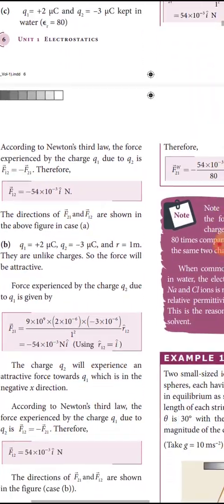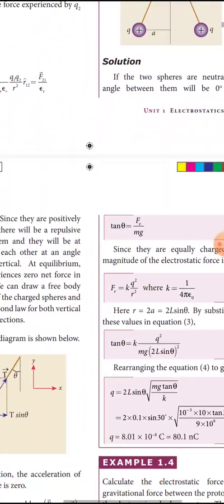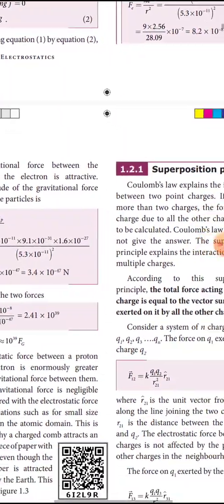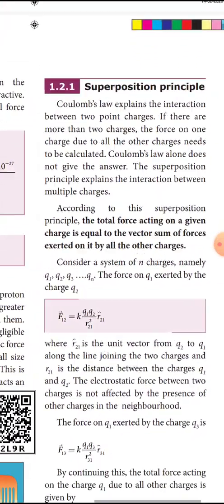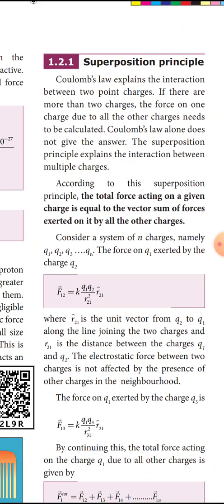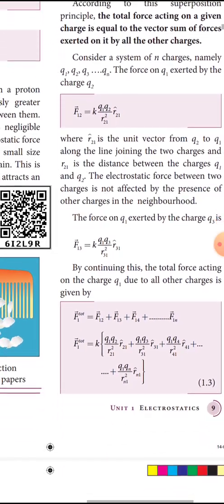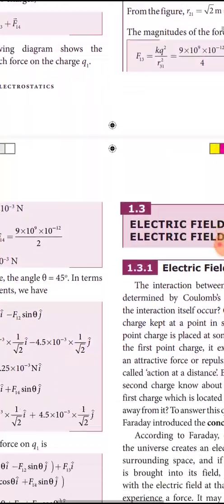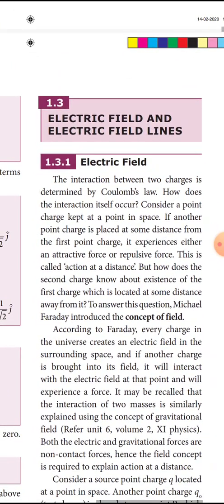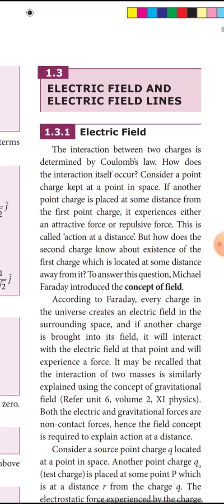Next we are going to see some example problems. Then the superposition principle, which is in bold letters. The total force acting on a given charge is equal to the vector sum of the forces exerted on it by all the other charges. That is the superposition principle. And next we are going to see about electric field and electric field lines.